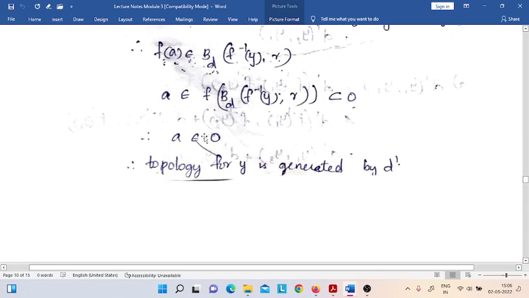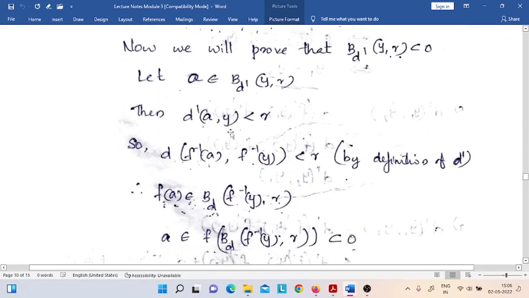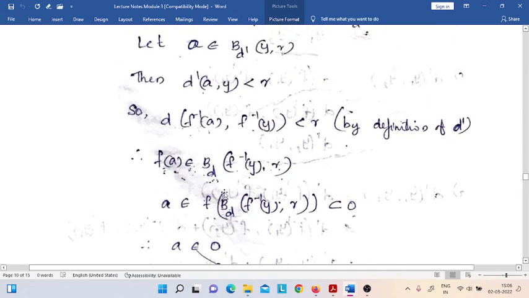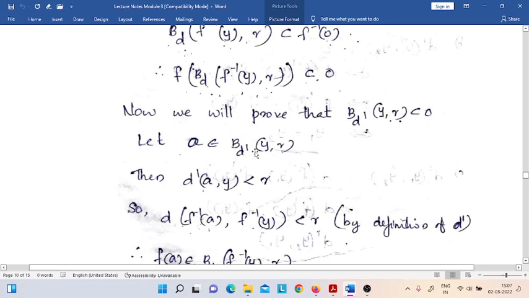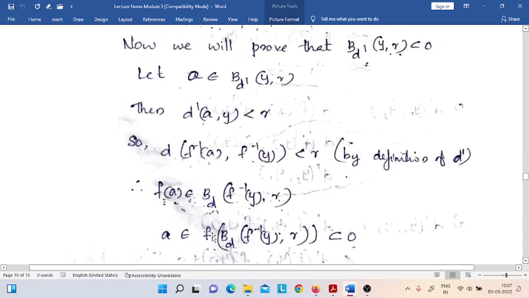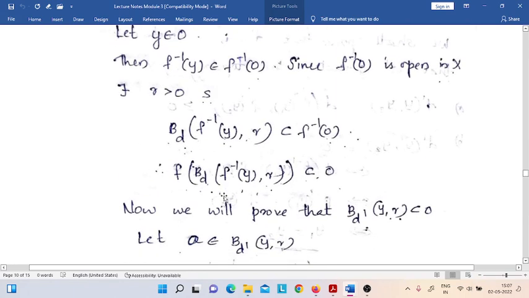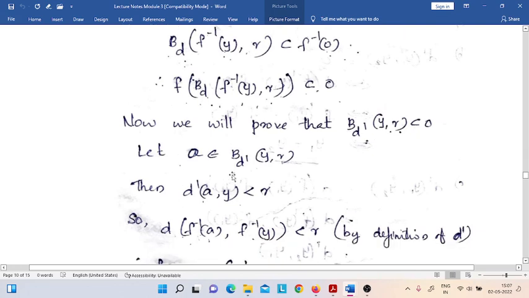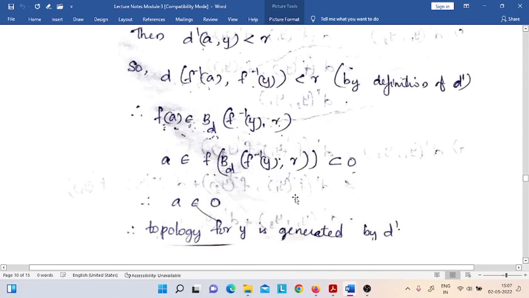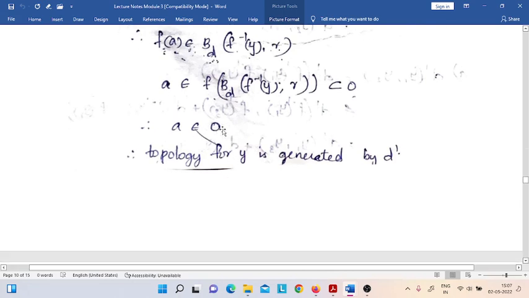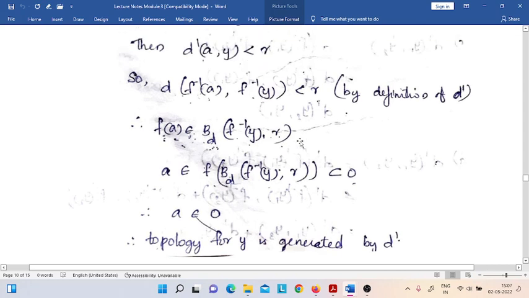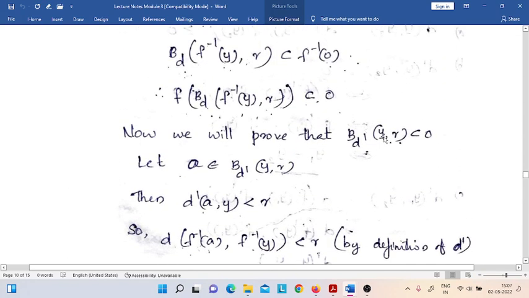By obtaining that a is an element of O, where a is an arbitrarily chosen member of the open ball, it means every element of this open ball is a member of O, and therefore this open ball B_d prime of y, r is a subset of O. This is the statement that we have proved, even though it is not written here in the last step. Somewhere after this line, you should write that we obtain that B_d prime of y, r is a subset of O. This is what we proved there.